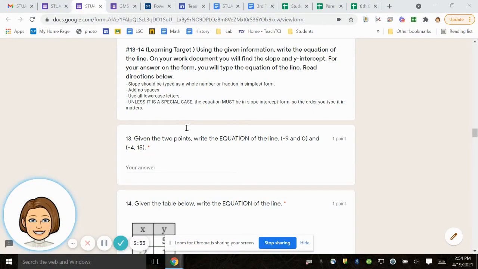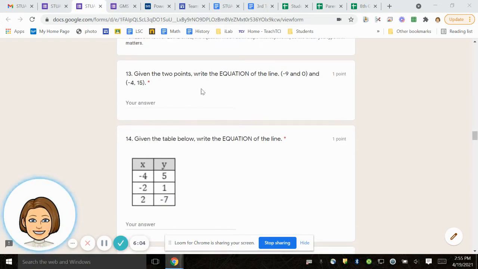Numbers 13 through 14, given the information, write the equation of the line. On your work document, you will find the slope and y-intercept. For your answer on the form, you'll type the equation of the line. Read the directions below. Slope should be typed as a whole number or fraction in simplest form. No spaces, all lowercase letters, and unless it's a special case, the equation must be in slope-intercept form, so how you type it in matters.